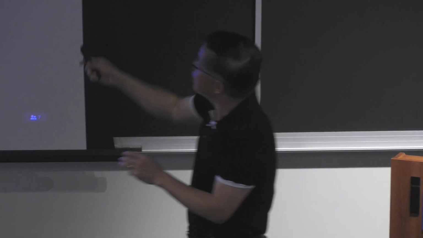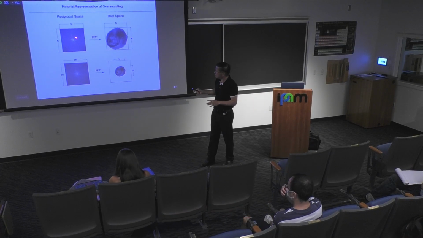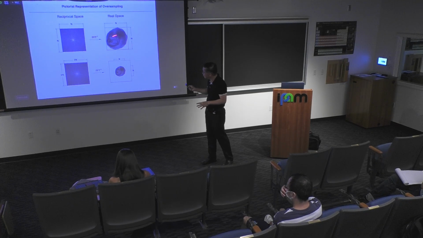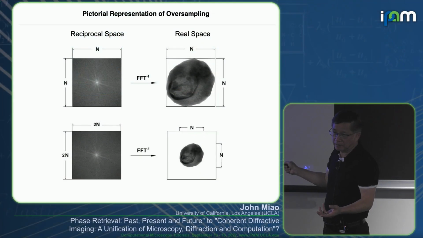So, okay, first a pictorial representation of oversampling. What is oversampling? Let's say you do an experiment. You have a cell and you measure the intensity, sampling at 1 over a. You get the measured intensity. Now, if you get the phase, you can get the image back, okay?